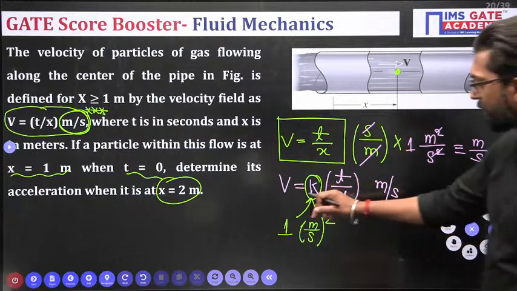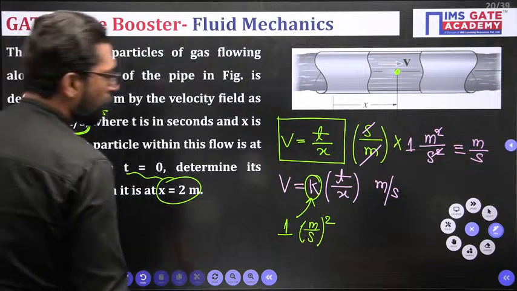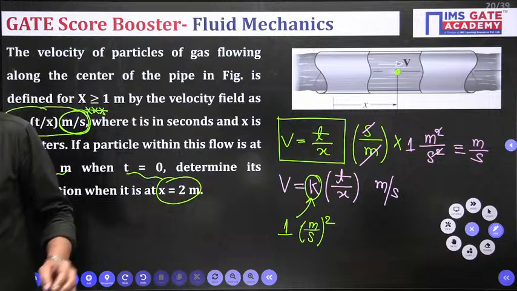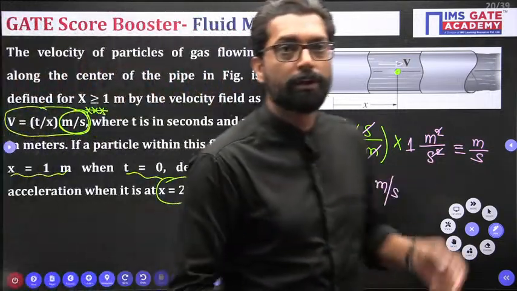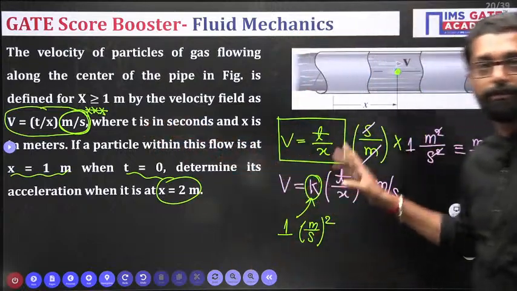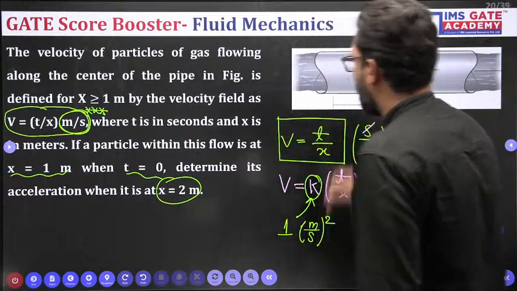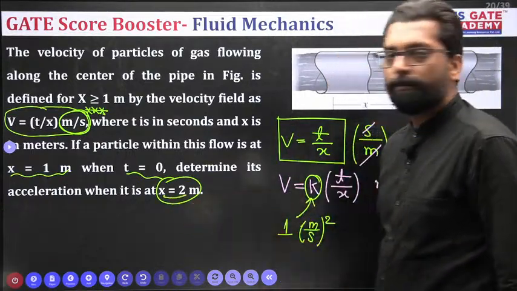So this constant is hidden. That means there must be a constant which is not shown. In this question it is not shown. So don't confuse. Don't think that sir, the question is wrong because the unit is wrong. No, there must be a constant which is not shown in the figure. Okay, so we have to find the acceleration of this fluid particle at x equal to 2.